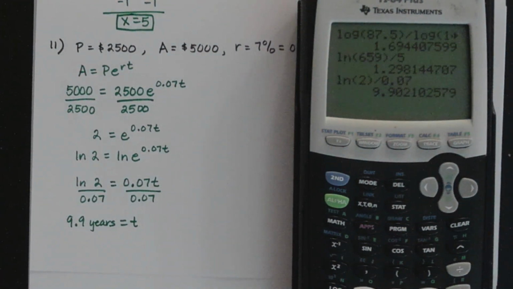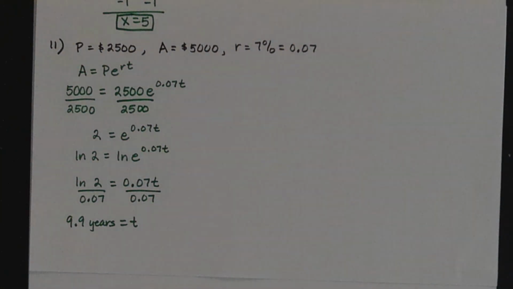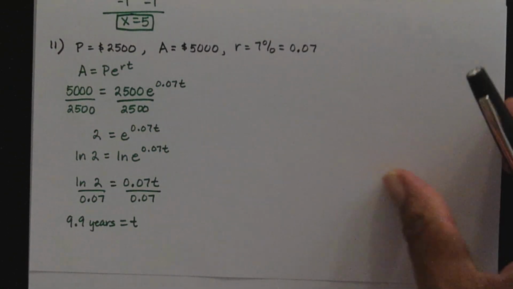So it would take approximately 9.9 years for a $2,500 investment to grow to $5,000 at 7% compounded continuously. All right, questions on number 11? All right, number 12.